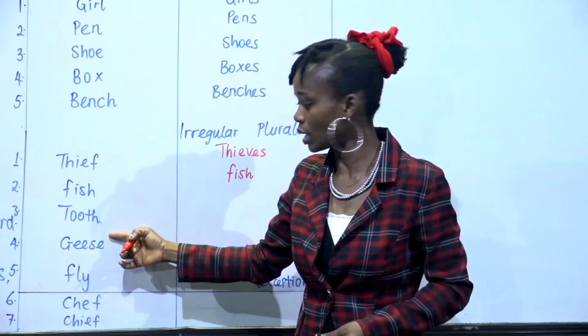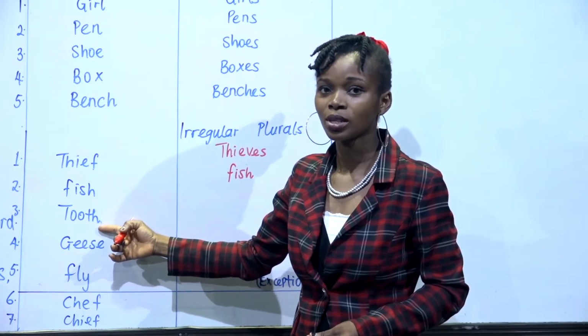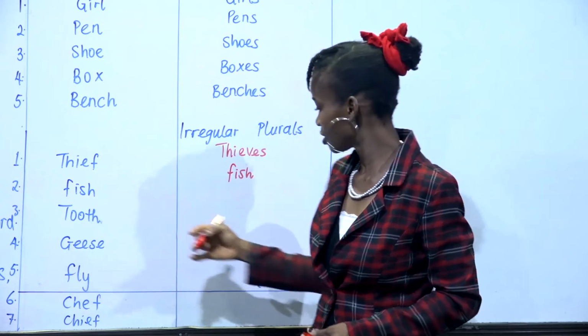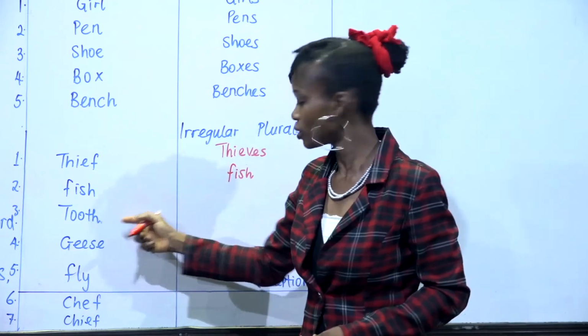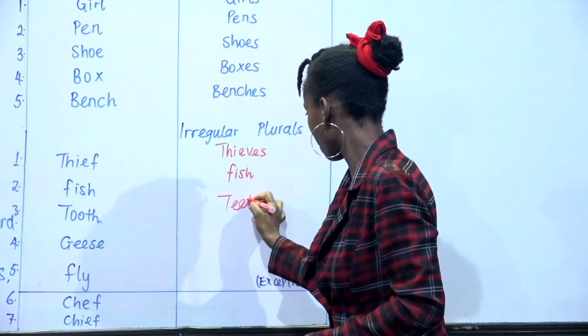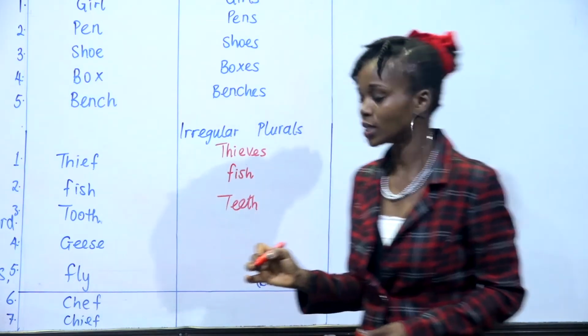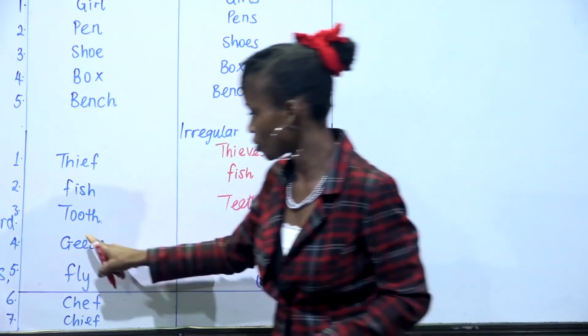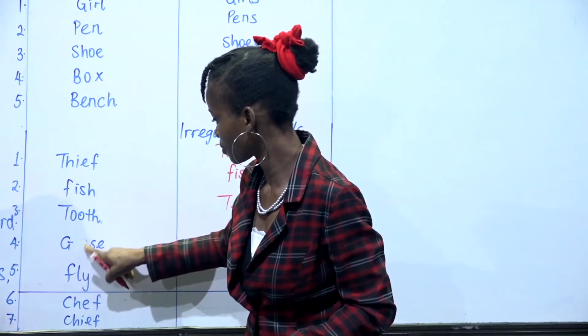Then we have tooth, another form. In these ones, some of the letters in the word change. So you have tooth, teeth. Then geese. Sorry, this is goose.